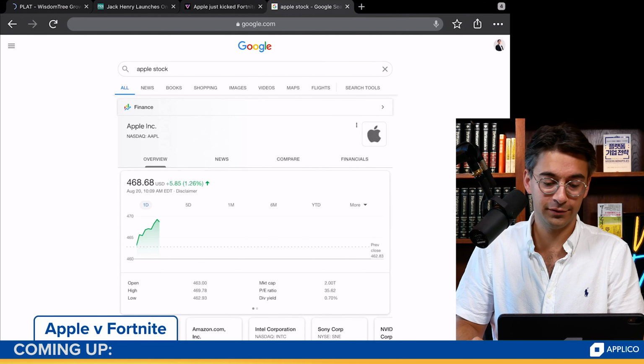Apple, didn't they just become a $2 trillion company? Pretty sure they did. Yep, 2 trillion on the dot. There it is. Bam. The 2T. I'm going with the 2T on this one. I don't think the 2T is going to capitulate to Fortnite. It's just not in the cards.